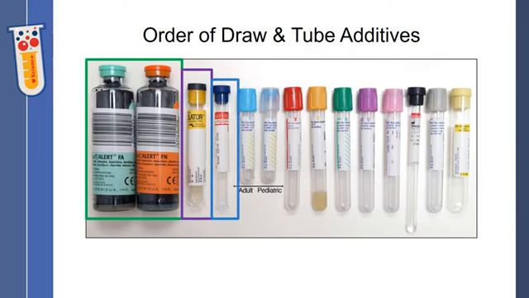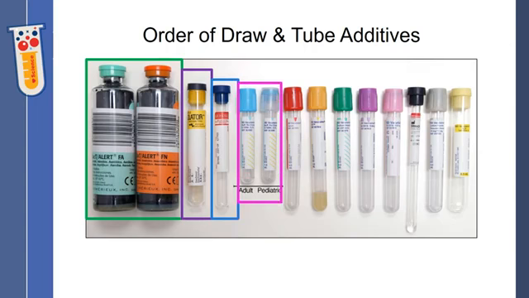Next, we have this royal blue top. These are for trace metals or heavy metals. There are actually two different royal blue tops, and one has an EDTA additive, and if you can read that tiny label there, this particular one has no additive. Some metals will require the EDTA and some metals will require no additive, and you just will have to look up whatever lab you're using or test methodology, what the preference is for that.